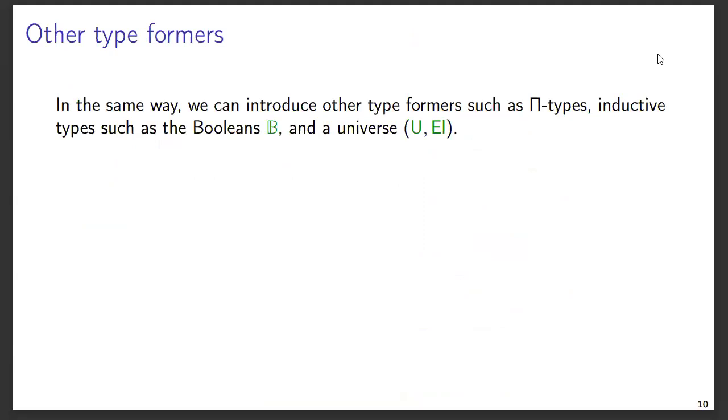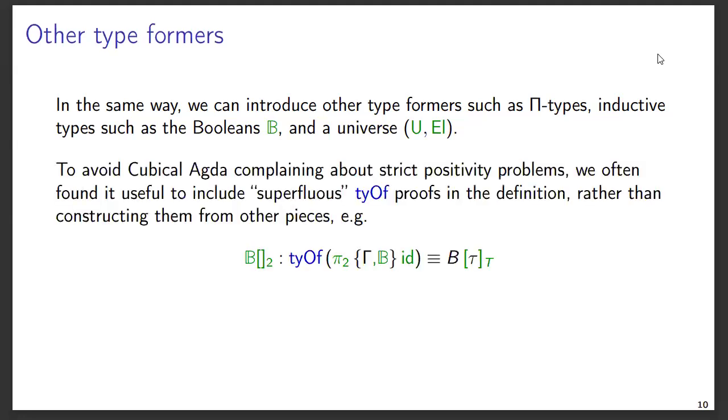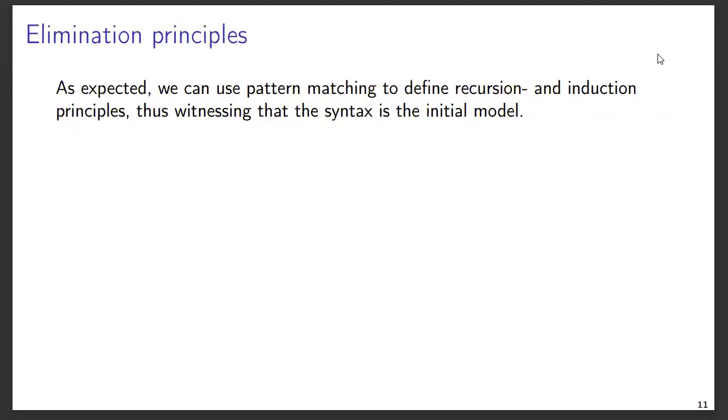Okay, and then we can do the same thing for the other type formers, and it works quite well, I think. So we did pi types, Booleans as a representative inductive type, and a universe. And in the same way, sometimes it's helpful to introduce these kind of spurious, superfluous tie-off proofs, where again, we know we can derive them from other things, but then later we can just instantiate them with anything we want. Okay, and then as expected, we can use pattern matching on this kit to actually define the elimination principle, which then shows that we have the initial such model.